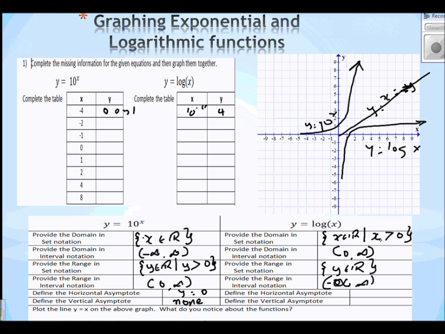Do you see any horizontal asymptote at all? I do not see anything. Because x is taking on all real numbers, there is no horizontal asymptote, so none.